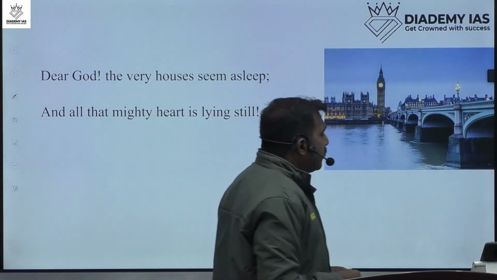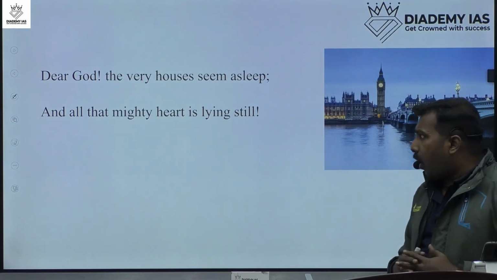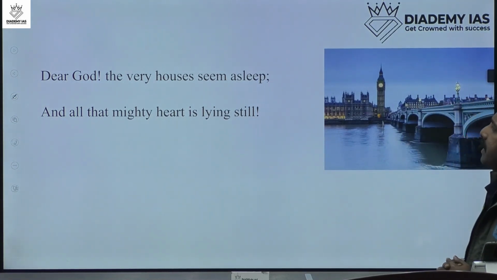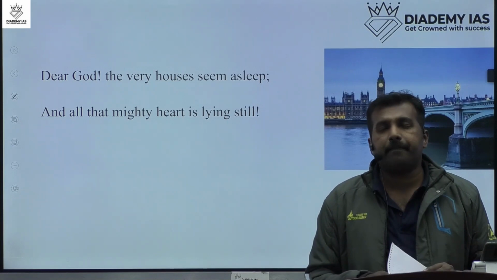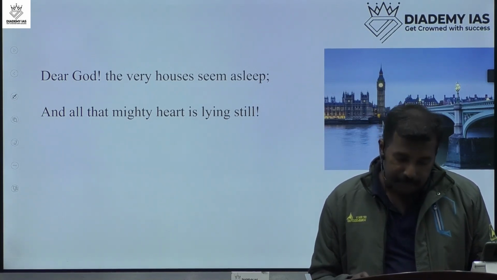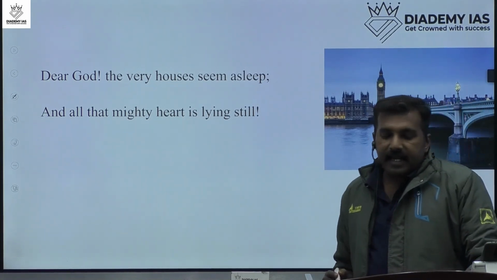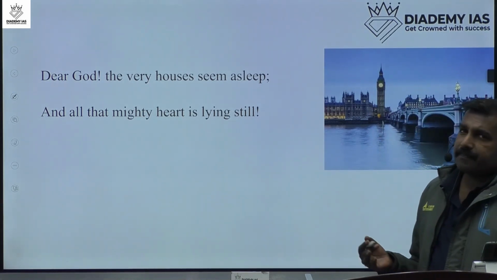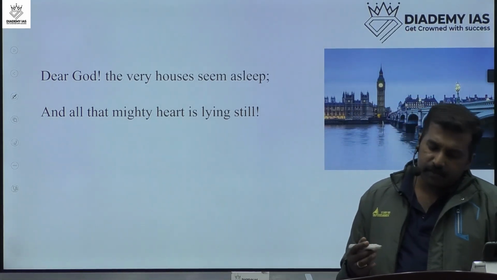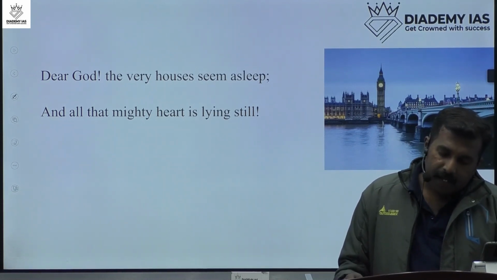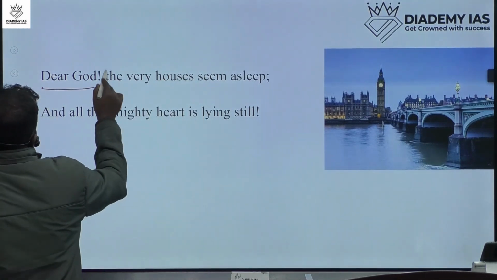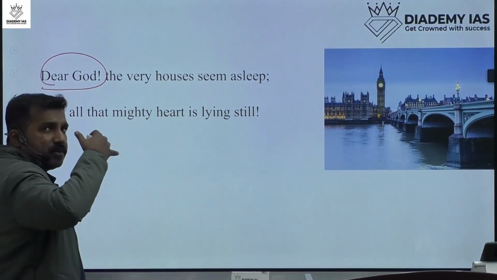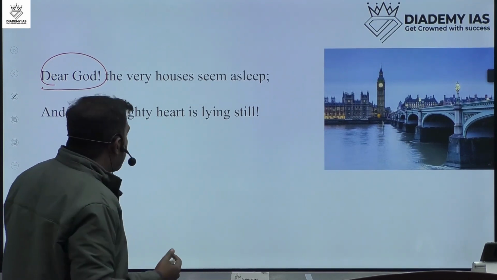And the last line of the poem. Dear God, the very houses seem asleep, and all that mighty heart is lying still. And this is the last part of the poem. The poet says, in the final two lines of the poem, that the river Thames is flowing slowly, and he tries to communicate with God through his words.